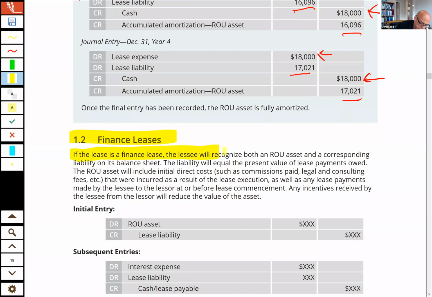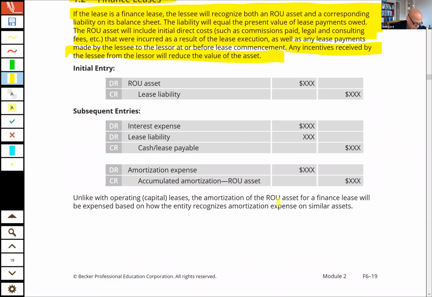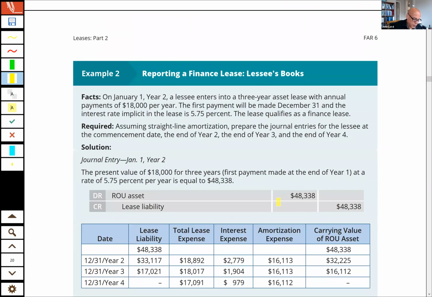If the lease is a finance lease, again, we'll recognize the right of use asset and corresponding liability. The liability will be equal to the present value of the lease payments owed. The ROU will include initial direct costs, including consulting fees that were incurred as a result of the execution, as well as the lease payments made by the lessee at or before lease commencement. We've already talked about what payments to include. Any incentives received by the lessee from the lessor will reduce the value of the asset. They go on a bit there with the different payments to include, but we've already talked about the payments.